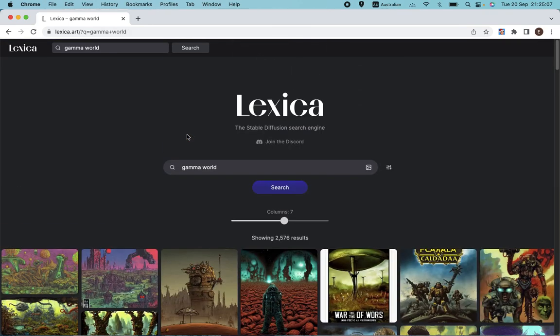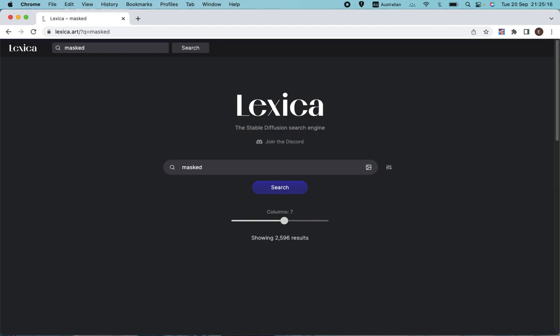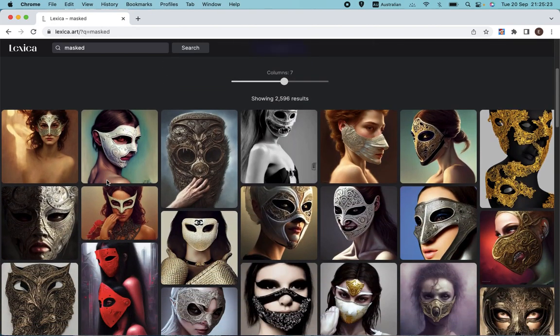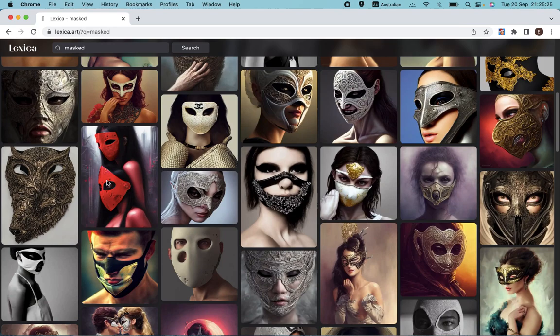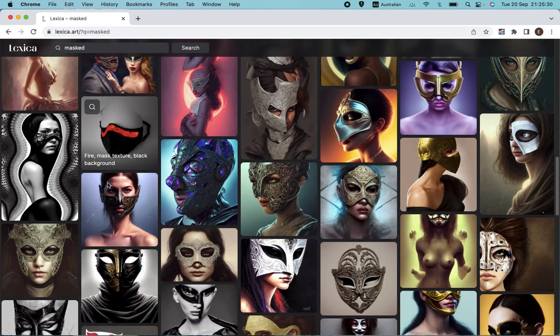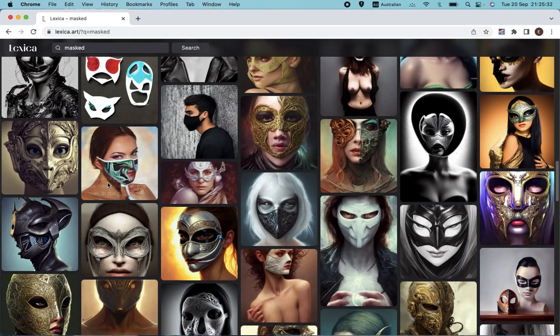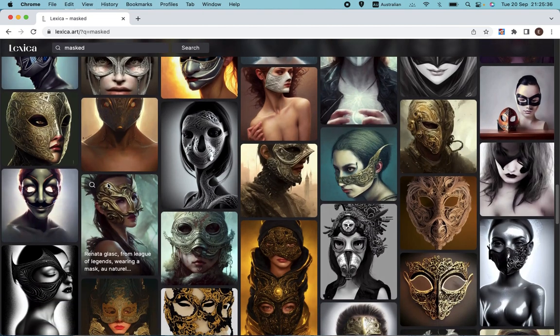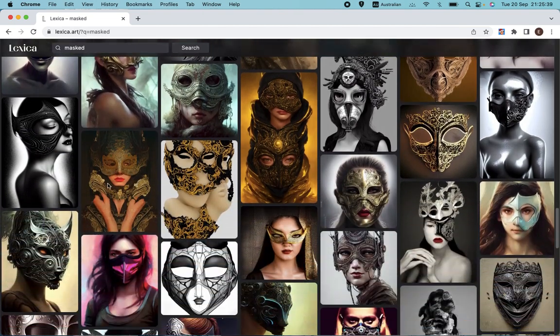Anyway, for whatever reason, it seems to give pretty good results. And the final one I'm going to share with you, probably my favourite, although that's quite subjective, is Masked, M-A-S-K-E-D. Now, you might say, well, why not just use mask? Of course, doing masked gives you exactly what you might expect, which is lots of masked figures, the majority of whom seem to be women.